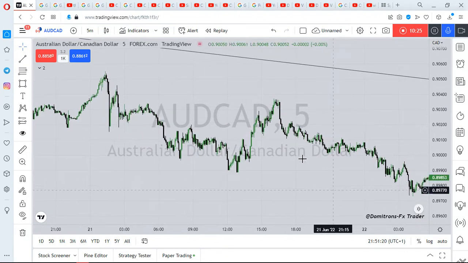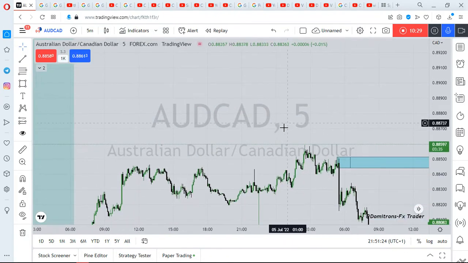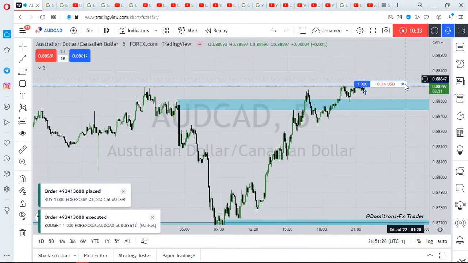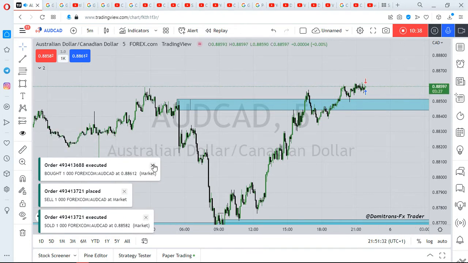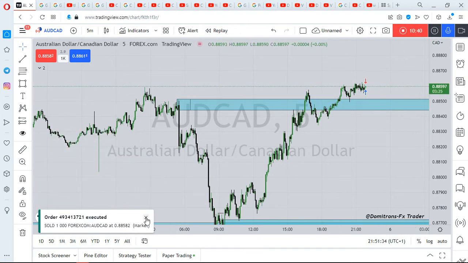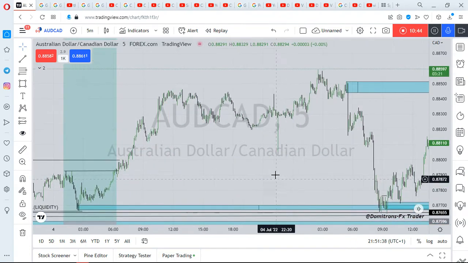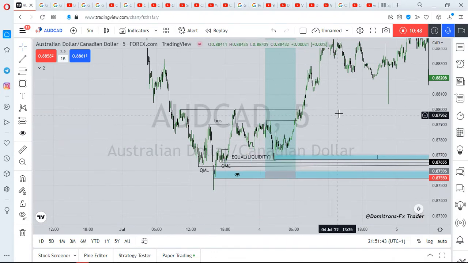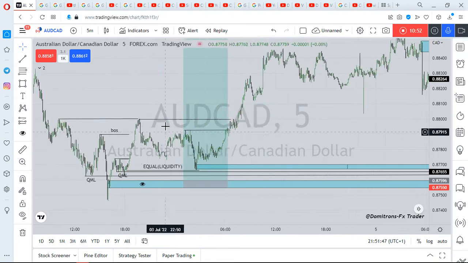But yeah, back to where we were. You see what happened here. After it respected, it broke. Okay, so after a little respect, we see it took out the supply zone because this is coming from an unmitigated demand zone, right? That broke structure. This is where we have the breaker structure.